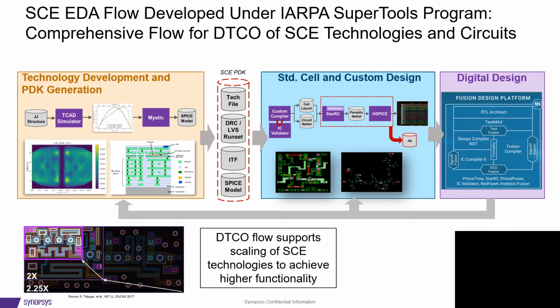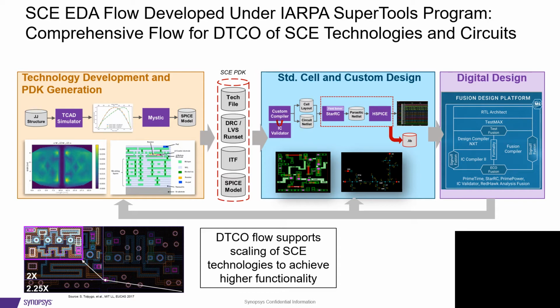which is the superconducting electronics PDK, process design kit, which will include a technology file, the run sets for DRC and LVS, very similar to what you're familiar with in CMOS, the ITF file needed for StarRC extraction, and the SPICE models. So with that design kit, you can do the basic design of standard cells, as well as, if you want to do a custom circuit design.